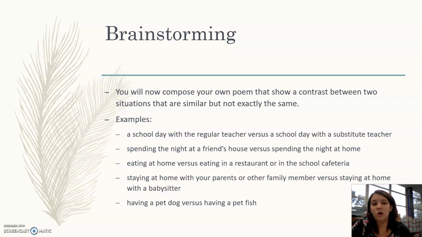So now you're going to compose your own poem to show a contrast between two situations that are similar but not exactly the same. So for example, you might go to school one day and have a regular teacher, and then maybe the next day you had a substitute teacher. You might be spending a night at a friend's house versus at home. Eating at home versus going to a restaurant. Staying at home with your parents or staying with a babysitter. Having a pet dog versus a pet fish. So they're similar, but they're not exactly the same. That's what we're looking for. Feel free to use any of these examples for your poem. If you would like to be creative and think of your own, feel free to do that as well.